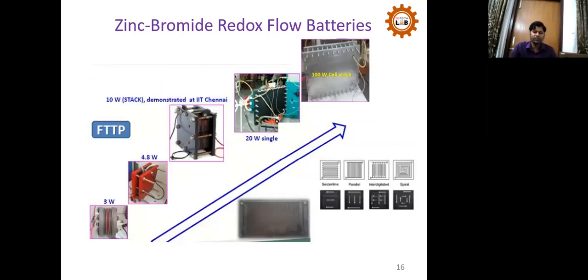You can see how its stack looks. If the capacity is more, the stack size will be more, with a lot of anodes, cathodes, and membranes inside, in which fluid circulates. You can see different structures here, either serpentine, parallel, or spiral. Through these, the liquids circulate, the reaction happens at the cathode and anode, and then energy is generated.